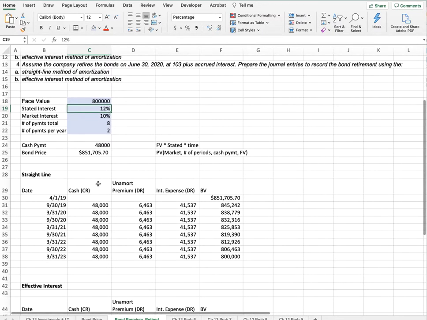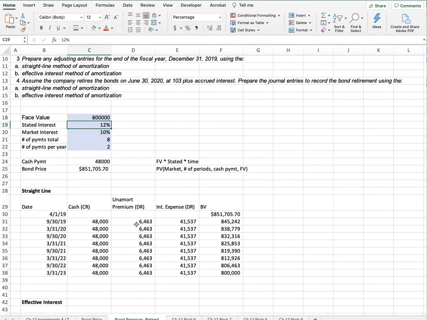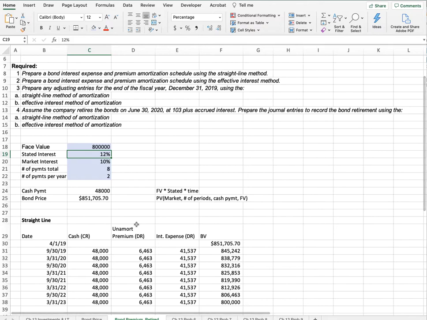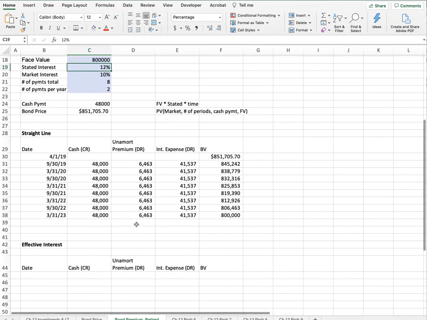The only thing I'll caution you against is if this is a discount. So you'll want to create a different amortization schedule for a discount versus a premium, and just keep both of those available, just because the calculation is a tiny bit different.